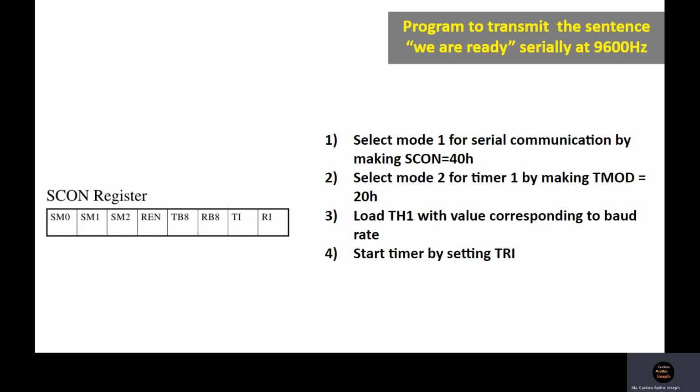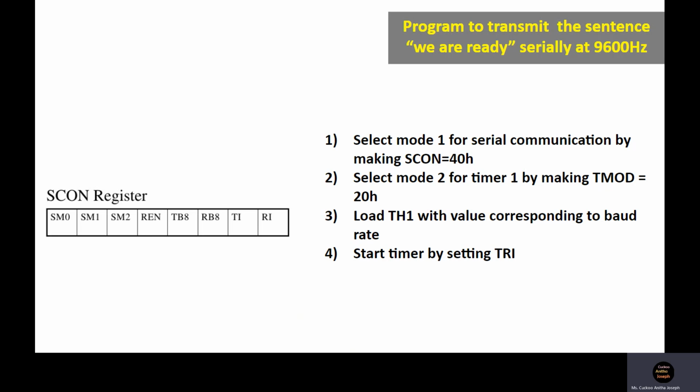Data size is 8-bit when the standard baud rate is specified. So TB8 and RB8 will be 0. And reception and transmission are not complete, so RI and TI should also be equal to 0. So except for D6, all other bits should be equal to 0. The equivalent hexadecimal value for the binary pattern will be 40H. So that is why we are loading 40H into SCON.